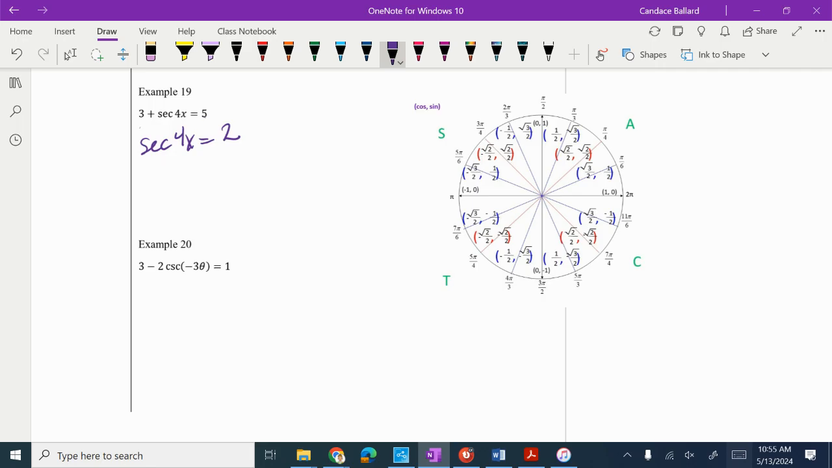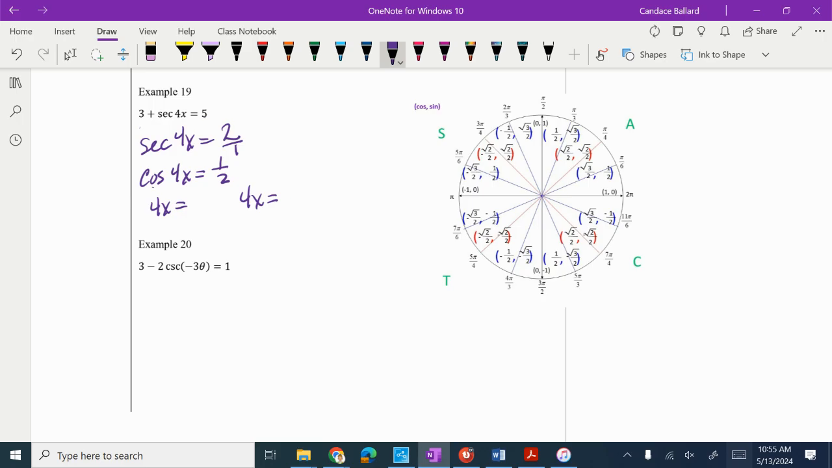Okay. So now I'm going to go looking for reciprocals, right? What's the reciprocal of secant? Cosine of 4x, and I'm going to flip this. Technically, there's a 1 in the denominator, so I'm looking at 1/2. Okay. So I'm going to look for where the x value is 1/2. That's correct. And I'm going to set 4x equal to that.